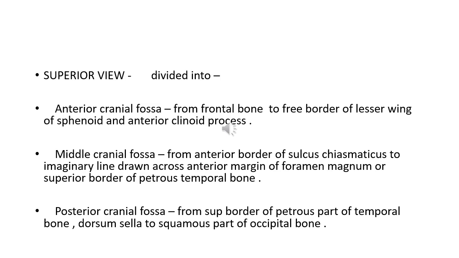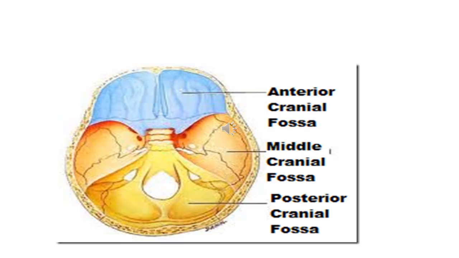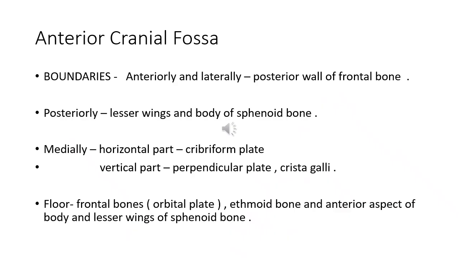As these three are very important structures, and there are numerous structures which pass through these fossa that we will discuss later on. Diagrammatic representation of skull base superior view, as here we can see the part that is colored with the blue is anterior cranial fossa, next is the middle cranial fossa, and the third part, which is carrying a large central hole, that is known as foramen magnum, that is the posterior cranial fossa. We will look at each of the cranial fossa one by one.